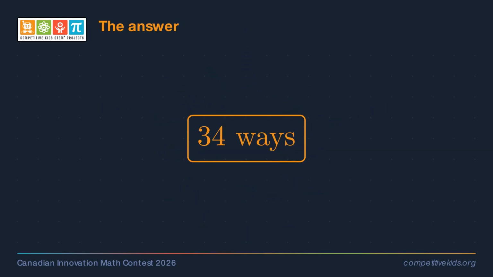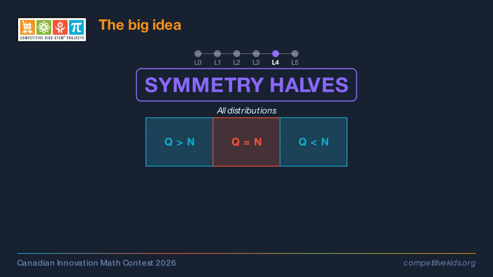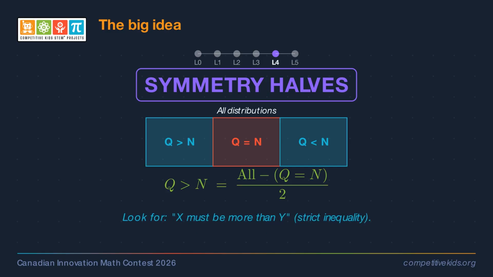Nice spotting. This is the Symmetry Halves rule. If a problem has a strict inequality between 2 variables, then count all distributions first. Subtract the equal cases. The rest splits evenly into 2 halves, so divide by 2. Look for the words must be more than or must be less than with no ties. That is when this rule applies.